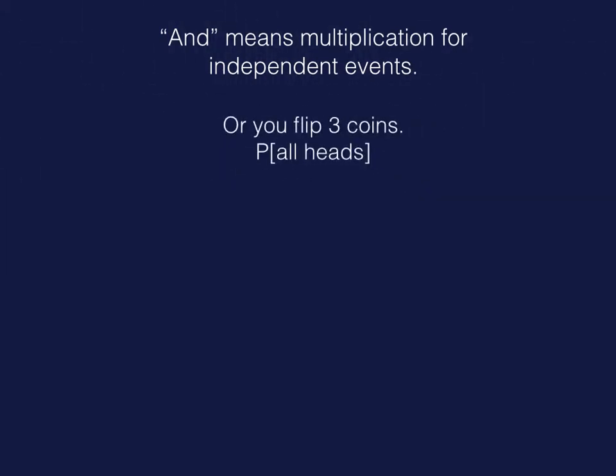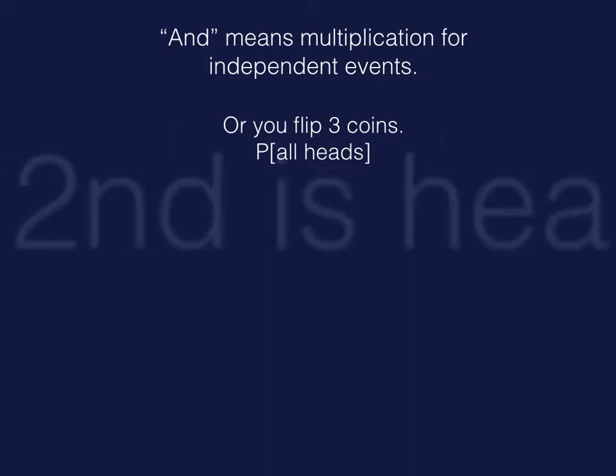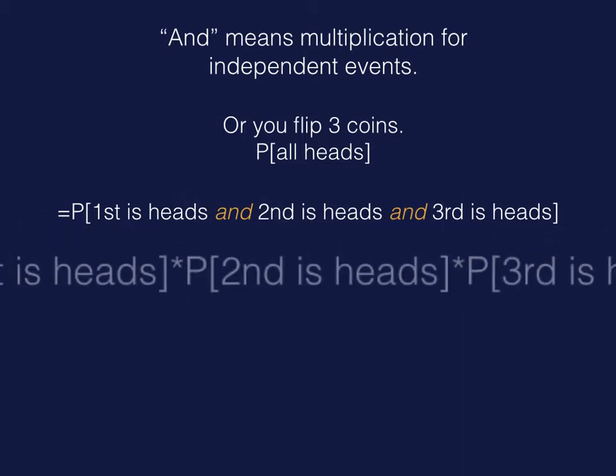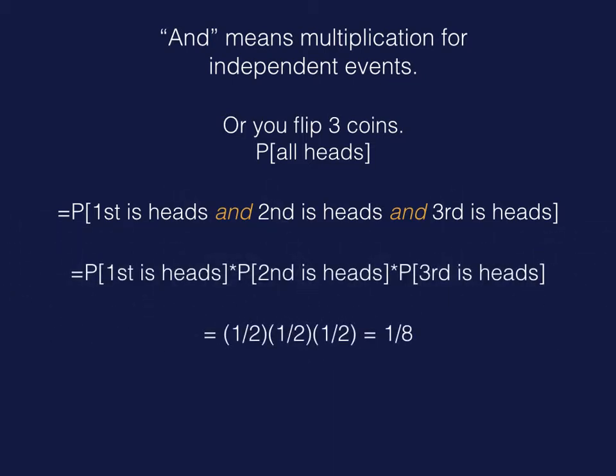Let's try another one. Let's say you flip 3 coins and you want the probability of all heads. That's the event. Well, to get all heads, you have to get the first one is a heads, and the second is a heads, and the third is a heads. So all these things are going to multiply together. And it's going to be a half times a half times a half, which is 1/8. And that is the probability of getting 3 heads out of 3 coins.